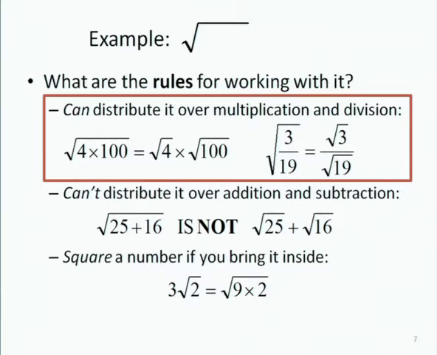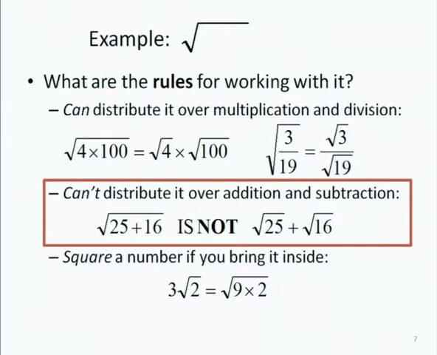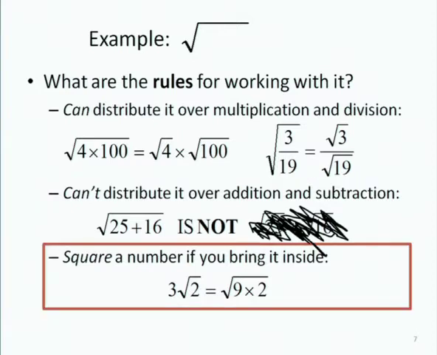But there are things that you are allowed to do, and there's also things that you aren't allowed to do. You can't distribute it over addition and subtraction. So if you've got a plus underneath it, you can't do the roots separately and then do the plus afterwards. That is totally not true and completely and utterly wrong. Okay, so you can't do that. So it's good to know that. And if you've got a number outside your root and you want to bring it inside, you'll have to square it along the way. So the 3 comes inside and it will become a 9 because 3 squared is 9.